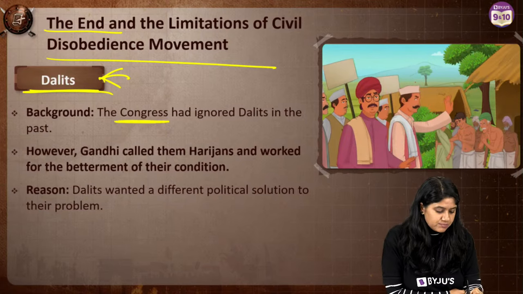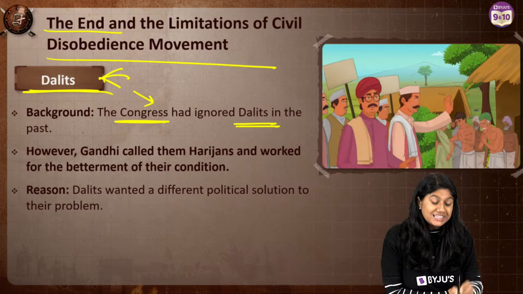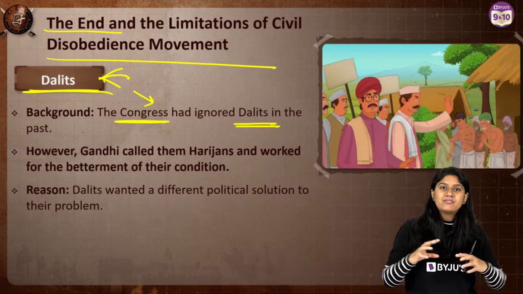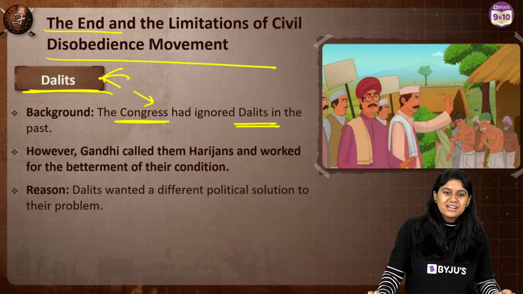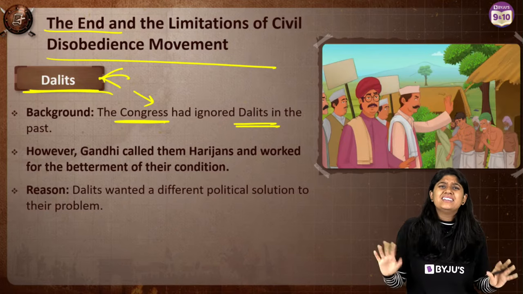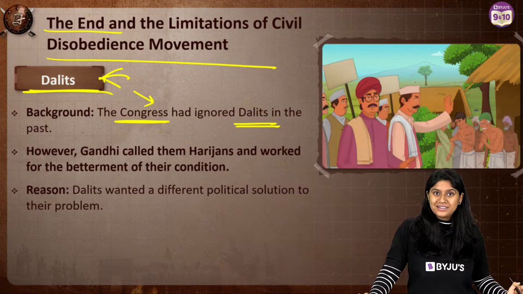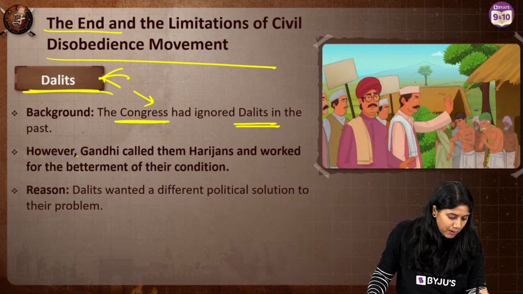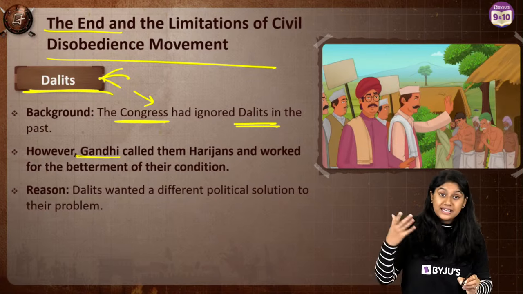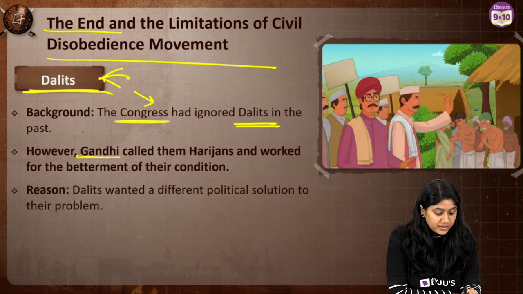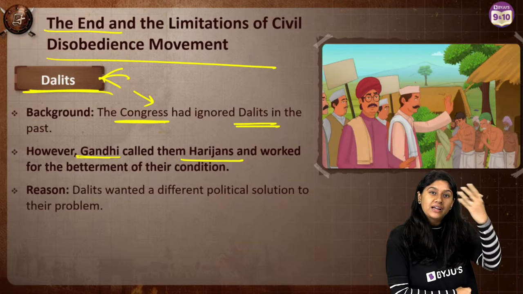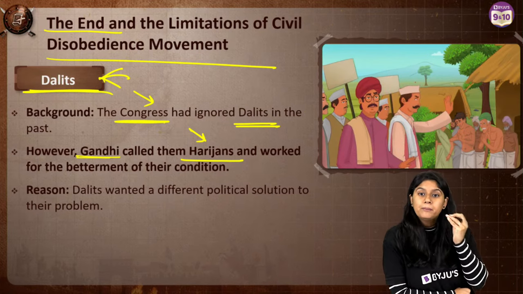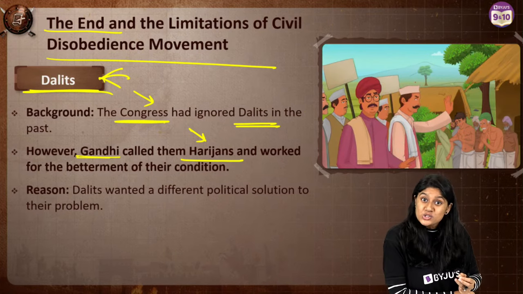So the Congress had always ignored the Dalits until that particular time, right? And Gandhiji realized that we cannot go ahead, we will never get independence if we are not united, and we have to take each and every one together. So what he did, he started talking about the Dalits, and he changed the name: instead of calling them Dalits, he started calling them the Harijans. And this is a very good beginning, everyone, that we have in the history.